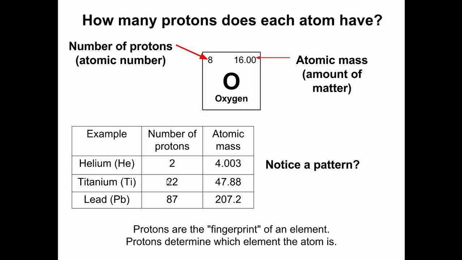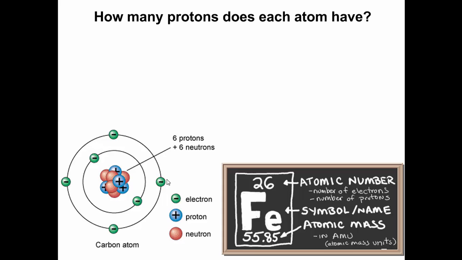So the protons are the fingerprint of the element. Just like we have fingerprints and no two people have the same fingerprints, each element has a number of protons, and no two elements have the same number of protons. And so it's the protons that determine which element the atom is.